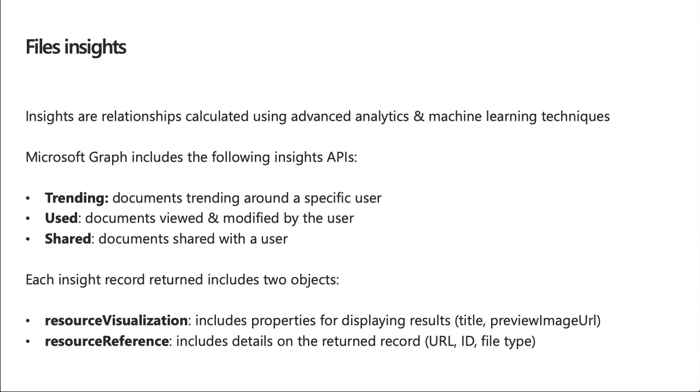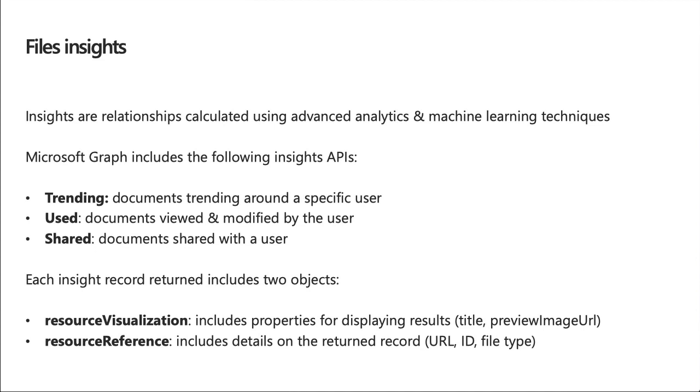Insights are returned by the following APIs. There's a trending API, which returns documents from OneDrive and from SharePoint sites trending around a user. The used endpoint returns documents viewed and modified by a user and includes documents that the user used in OneDrive for Business, SharePoint, and opened as email attachments, as well as a link to an attachment from sources like Box, Dropbox, and OneDrive. The shared endpoint returns documents shared with a user, and documents can be shared as email attachments or as OneDrive for Business links sent in emails.